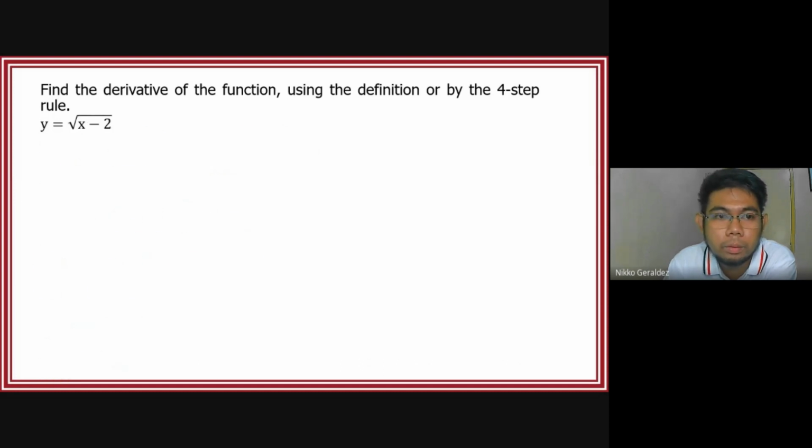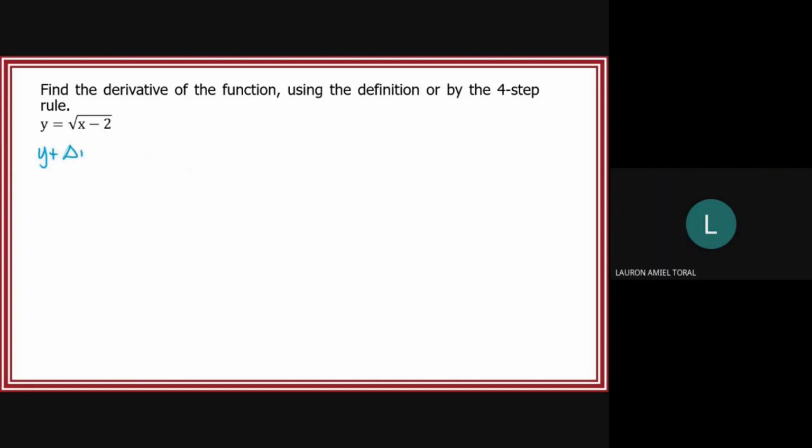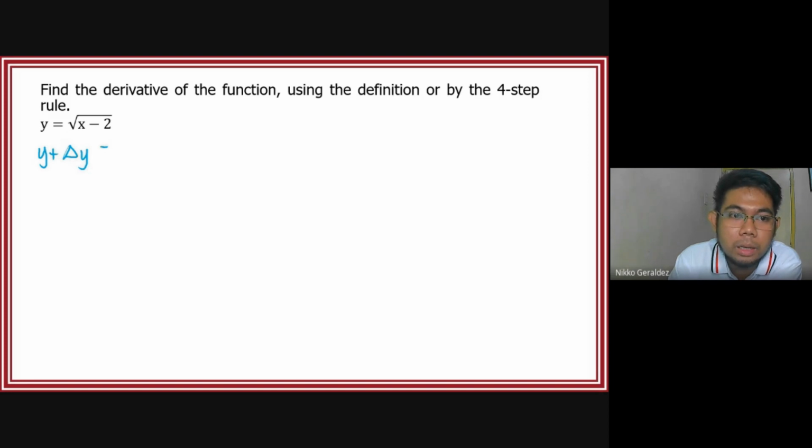Ito. So, y is equal to square root of x minus 2. So, 4-step process ulit. Y plus delta y is equal to square root of x plus delta x minus 2. Very good, no? Step 2. Delta y is equal to square root of x plus delta x minus 2 minus y.